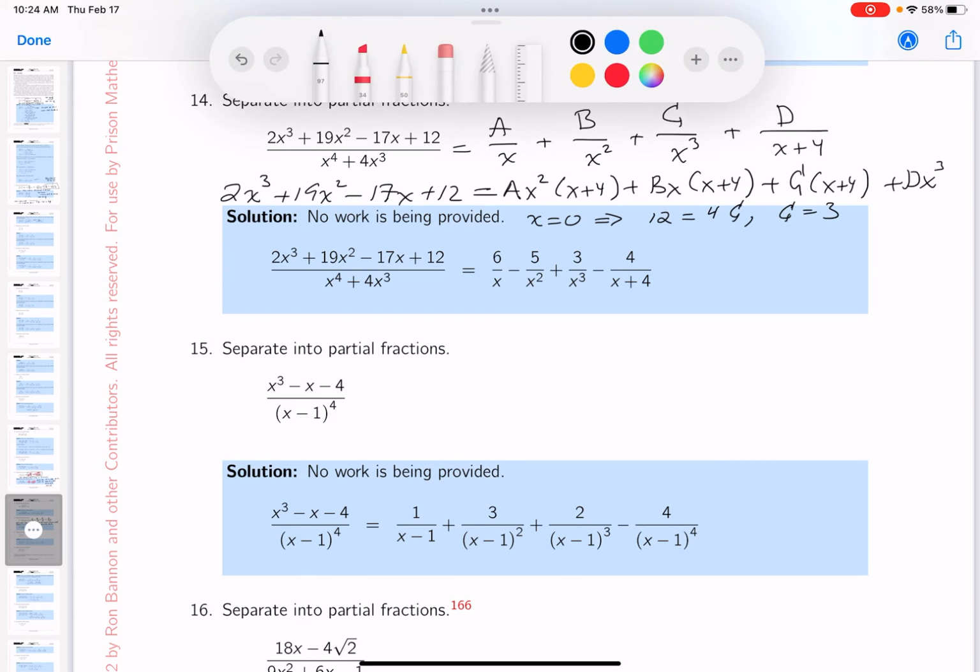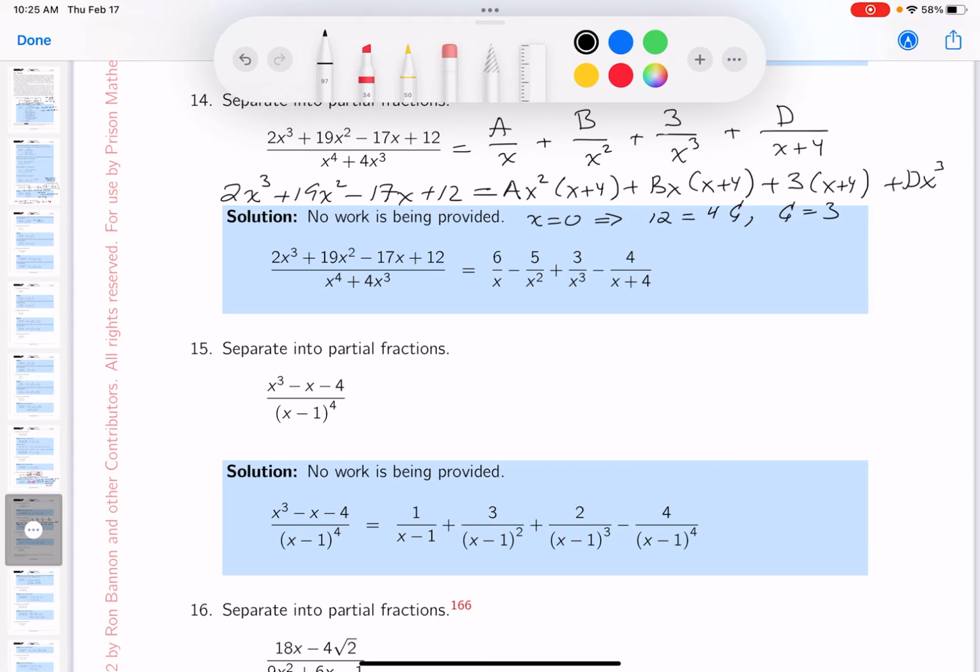Let me get my eraser out, and I'm going to erase the c. And in place of that, I'll put the number 3. All right, that's done. Then someone says, what's the next number you're going to choose to make your life easy?